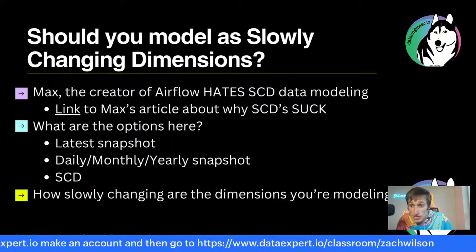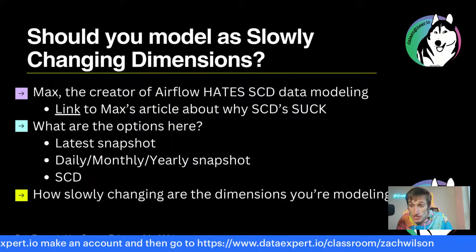So another thing to think about when you are choosing whether or not to model a slowly changing dimension is how slowly is this dimension changing? Because if you think about it this way, imagine you have a dimension that is changing every day. Then modeling it as a slowly changing dimension is probably pretty stupid, because then you could just do a daily snapshot, call it a day, and it's simpler and you don't have to think about it, right?